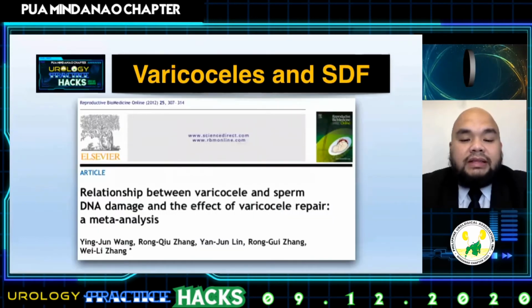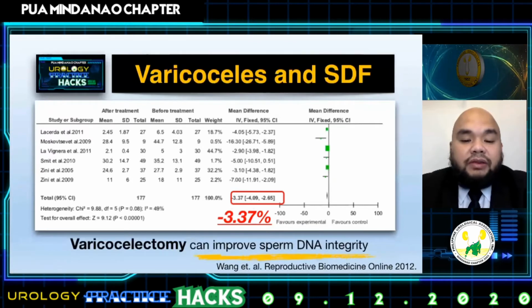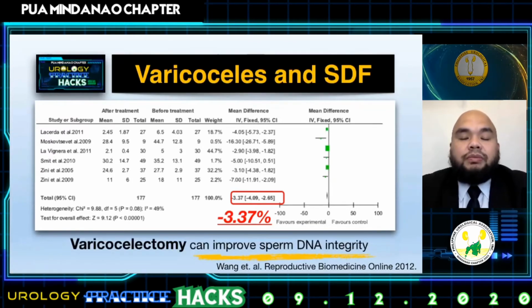In a meta-analysis done by Wang et al. on the relationship between varicocele and varicocelectomy and sperm DNA damage, the overall estimates show that patients with varicoceles had significantly higher sperm DNA damage than controls, with a mean difference of 9.84%. And varicocelectomy can improve sperm DNA integrity with a mean difference of 3.37%.